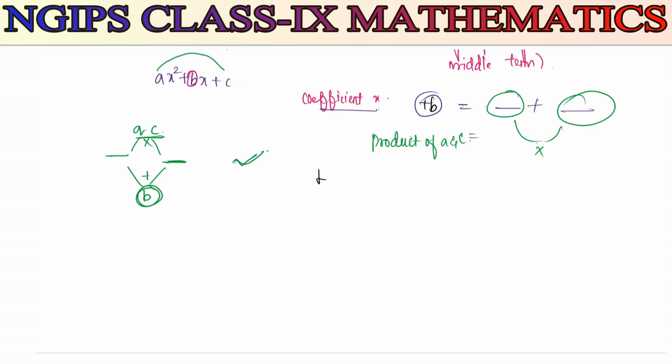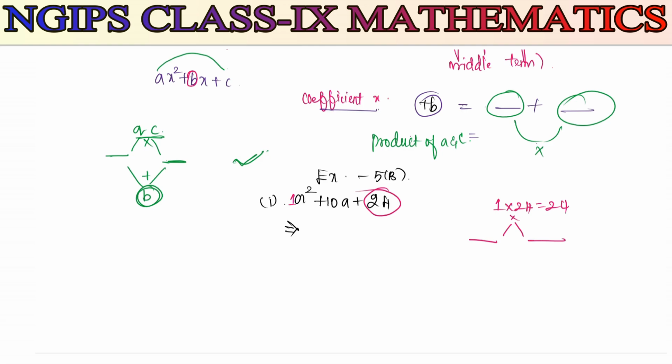Directly I am going to solve the exercise problems. Exercise 5B. The first we have a square plus 10a plus 24. Now listen carefully. Here the coefficient of a square is nothing but 1. We have to multiply with the constant, so 1 into 24. When you fix two numbers and multiply them, we have to get the answer as 24.